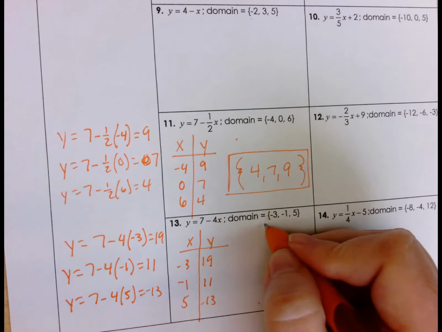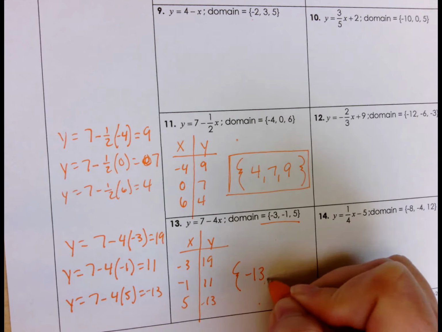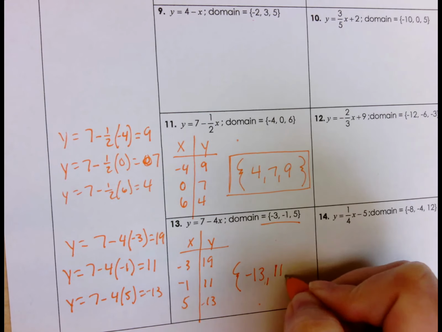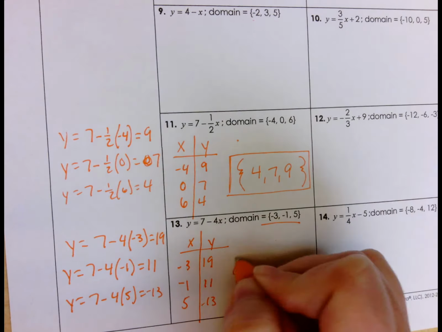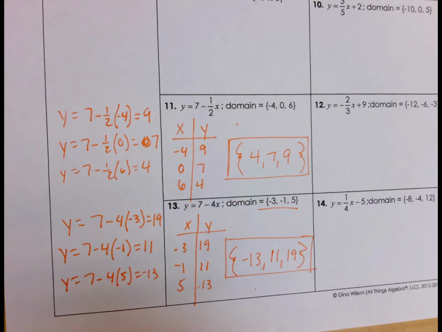I'm going to rewrite it the way that my domain was given to me. And so I'm going to write it least to greatest, negative 13, 11, and 19, okay, as my final answer on that. Okay, so that's really all that we're doing on these. We're just plugging the values in, we're finding the correct y value, and we're either graphing it or rewriting it as a range, however it was given to us, and whatever is asked of us to do.